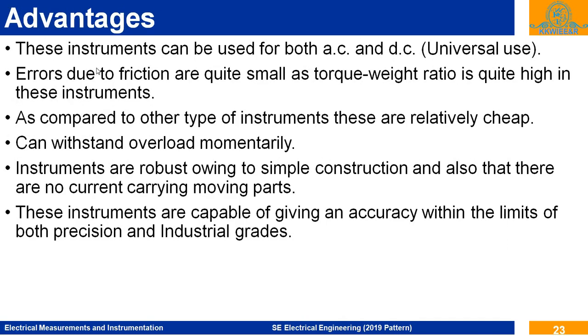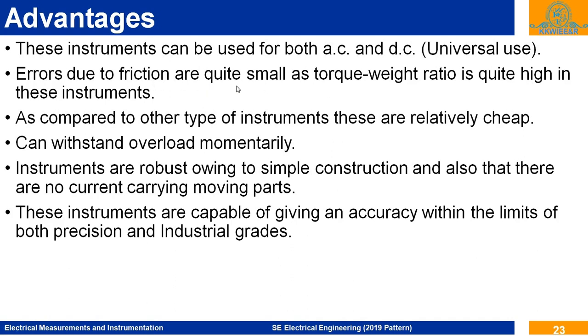Now, what are the advantages? These instruments can be used for both AC and DC measurements. If the direction of current changes in these meters, a universal directional torque is generated. So this can be used for AC as well as DC measurement.